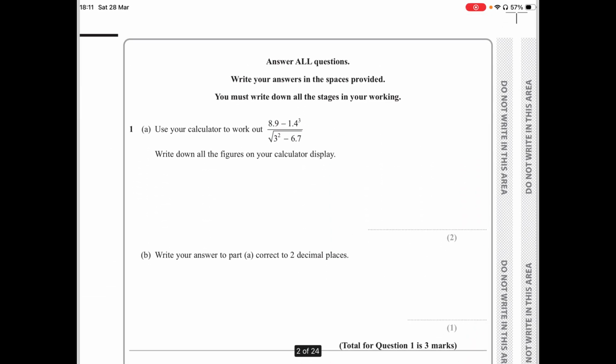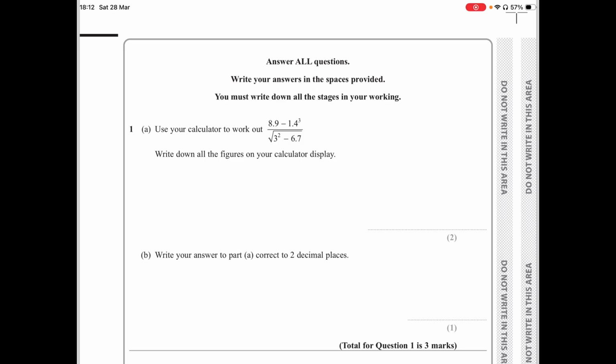Right, number 1A, typing it into your calculator. If you're not getting this one right, you shouldn't be doing the higher. Either that or your calculator. If you haven't got a scientific calculator, buy one immediately, because without one it's going to be so much harder and not recommended.